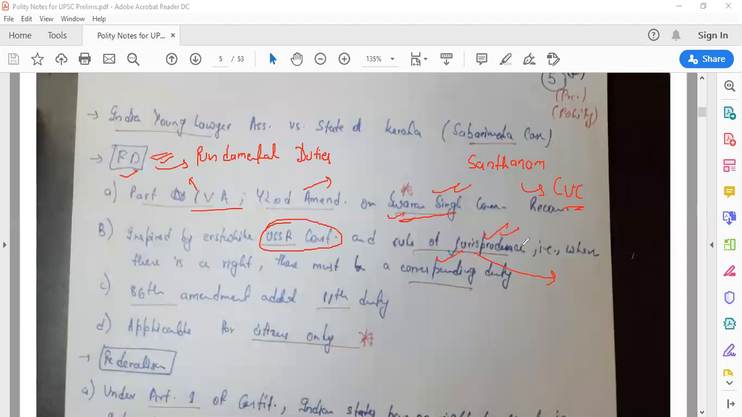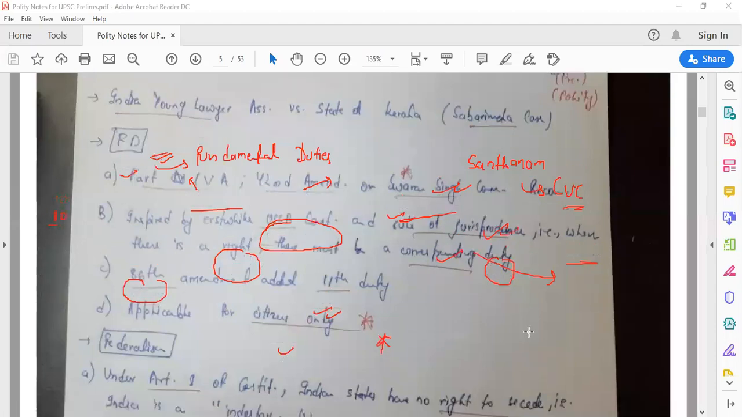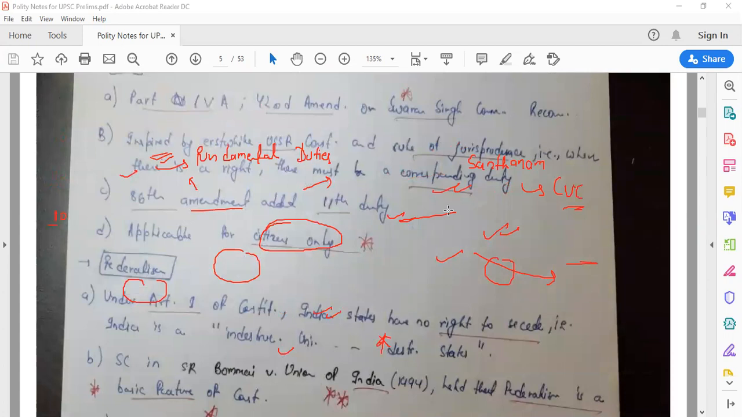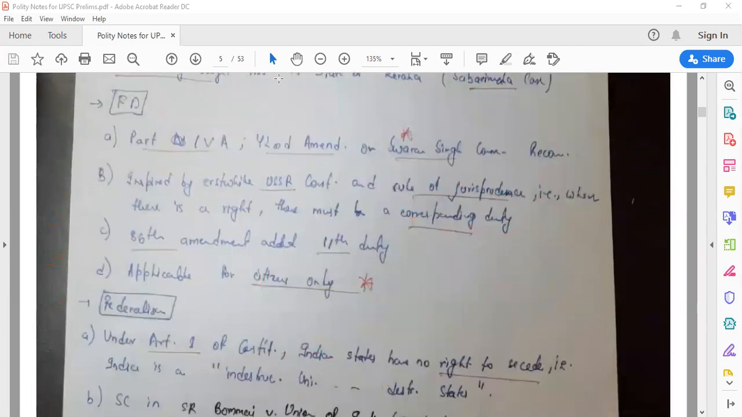So what is rule of jurisprudence? Rule of jurisprudence tells us that where there is a right, there must be a corresponding duty. Now 86th, earlier we had 10 FDs. 86th amendment added the 11th duty, right? Now remember, this is very important. These fundamental duties are applicable for citizens only, right? So they have been formed on the recommendations of Swaran Singh Committee. Santhanam Committee is about CVC, right?